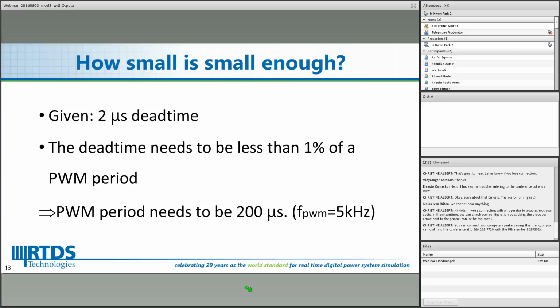Most people here are familiar with the implication coming from the dead time. It's a disturbance, so we need to suppress the impact coming from that dead time. That means we need a sufficient switching period. If the dead time is 15% or 50% of your switching period, then you have very little room for the control. So usually we make the dead time less than 1% of the PWM or switching period. Then automatically the switching period becomes 200 microseconds, or your switching frequency becomes 5 kilohertz.